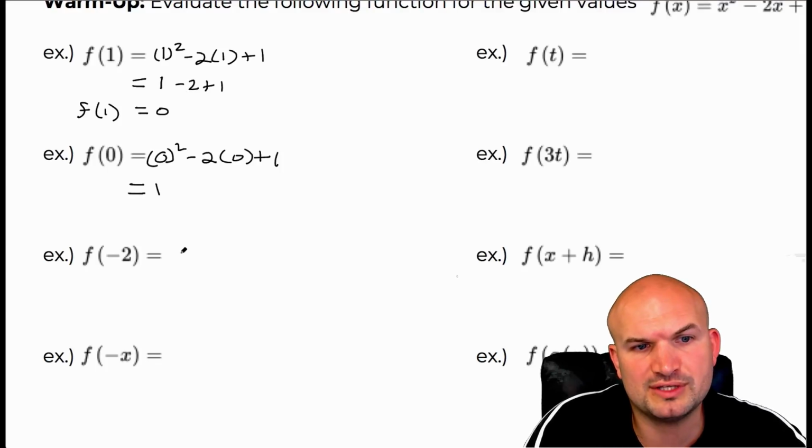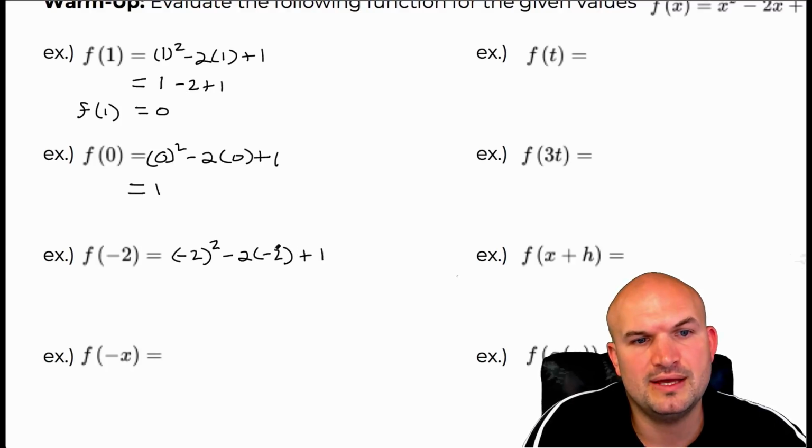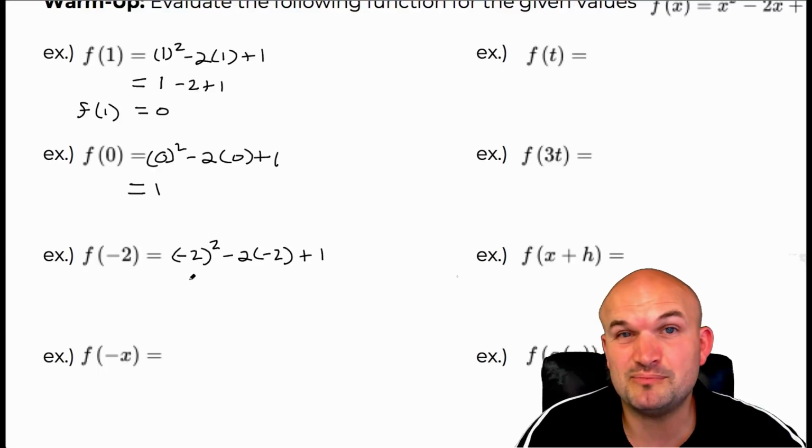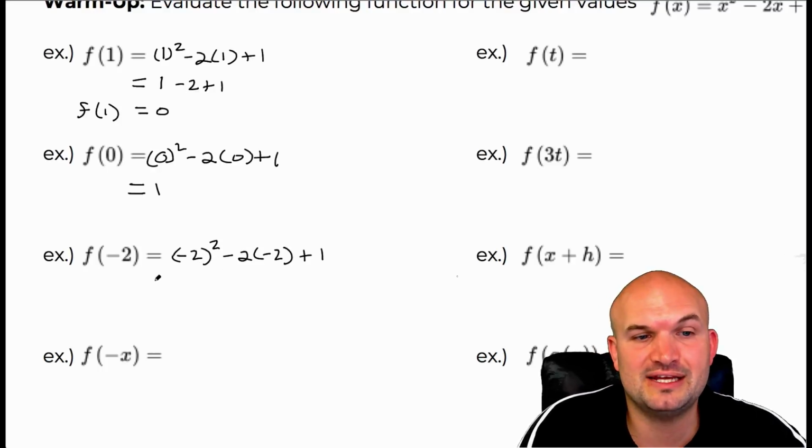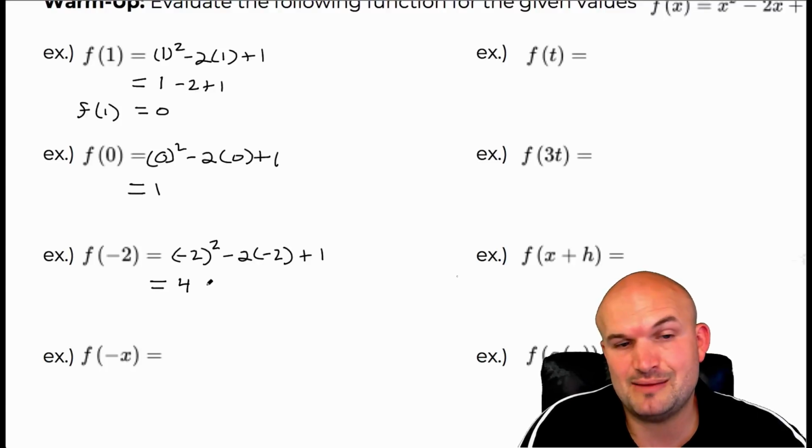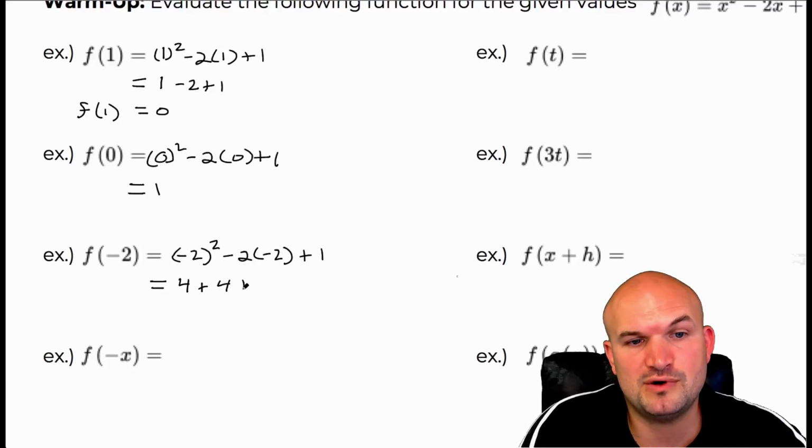Negative 2, now I will work this one out, or at least break this down. Negative 2 squared minus 2 times negative 2 plus 1. An important thing, remember, negative 2 squared basically just means negative 2 times negative 2. So negative 2 times negative 2 is going to be positive 4. This is actually the same result, so that's going to be plus 4 plus 1. And therefore, 4 plus 4 is 8, plus 1 is going to be 9.